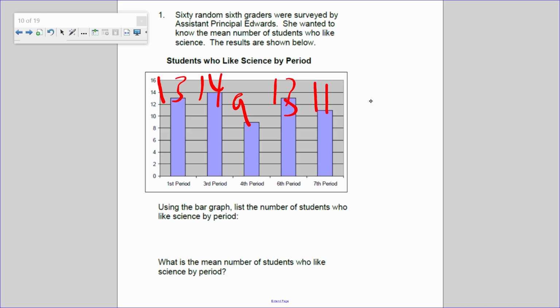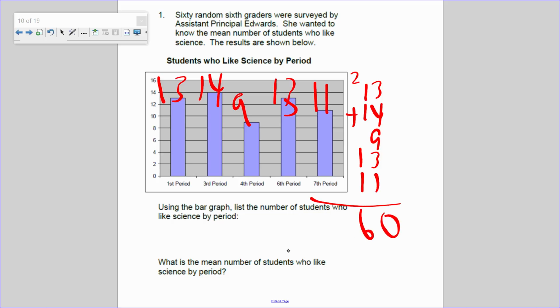What is the mean? If I add all the students up together, it adds up to 60 students. And they're divided into 5 classes, 12. So this class is above average, below average, above average, below average. So 12 students. If I found the average, 12 kids would like science per class.